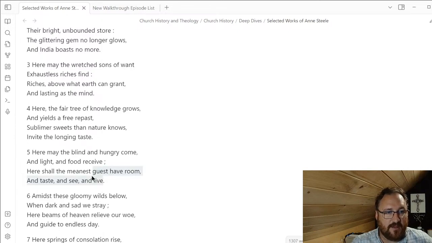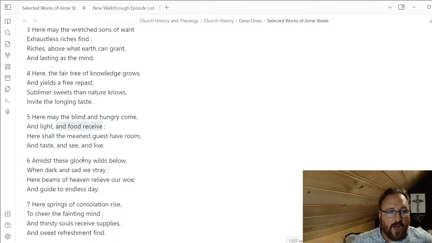Aside from the rhyming receive and live, which is a little bit strange, here she's expressing this very nature. These things that Jesus spent much time on is that the blind are healed, the hungry are fed, etc. The light of the gospel shines out. What is it that the blind see? It is the truth of the gospel. What is it that the hungry receive? They receive righteousness. These things that Jesus even spoke of on many occasions. "Here shall the meanest guest have room, and taste and see and live."